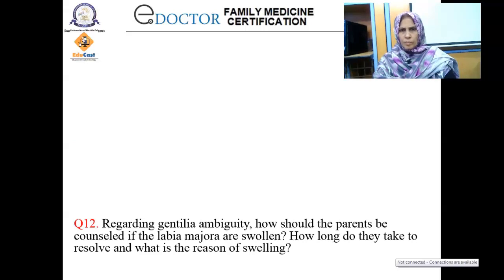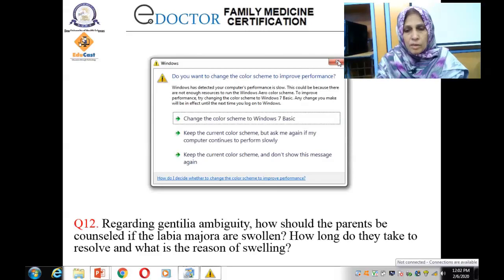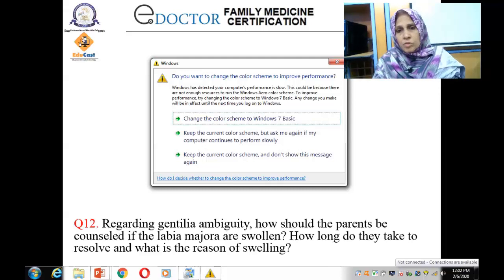Regarding genital ambiguity, how should the parents be counseled if the labia majora are swollen? How long do they take to resolve, and what is the reason for the swelling? Well, labia majora swelling is entirely different from genital ambiguity. The reason for swelling could be if there has been a breech presentation and a prolonged labor, so there may be some edema and swelling, and that would resolve. It may take a few days to resolve.